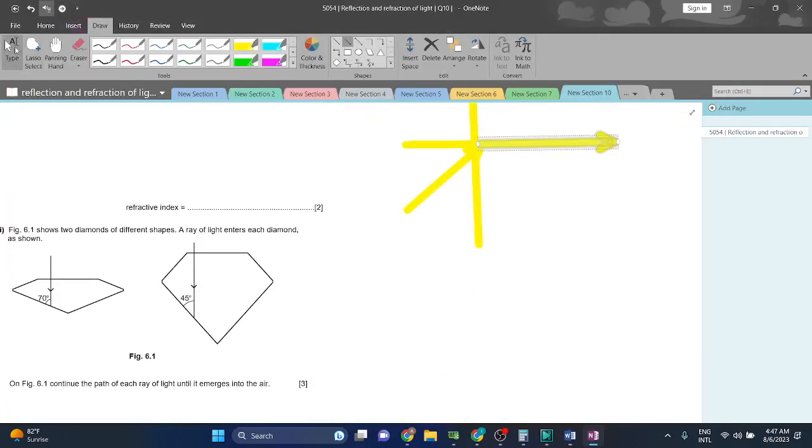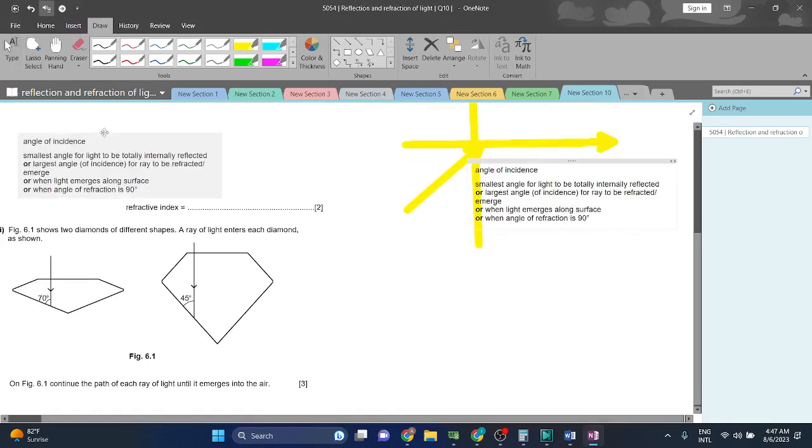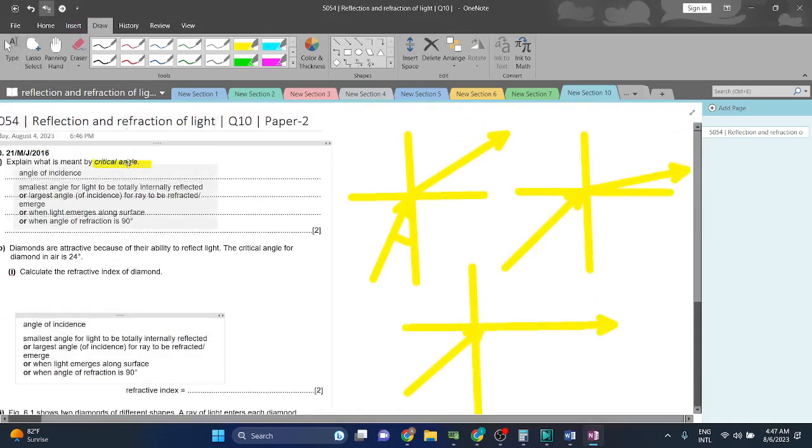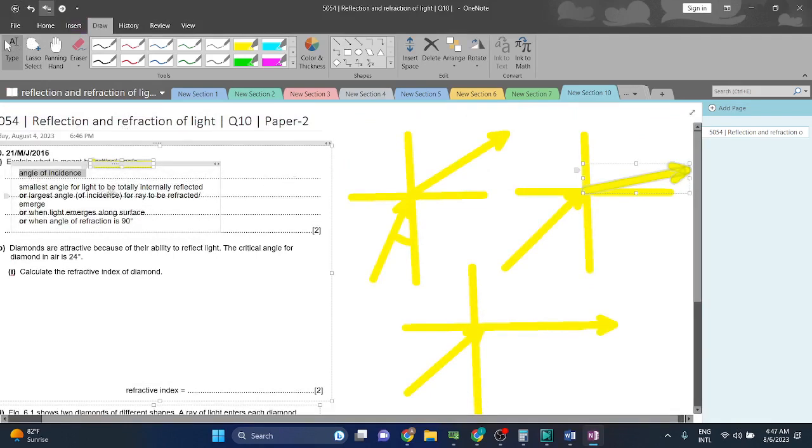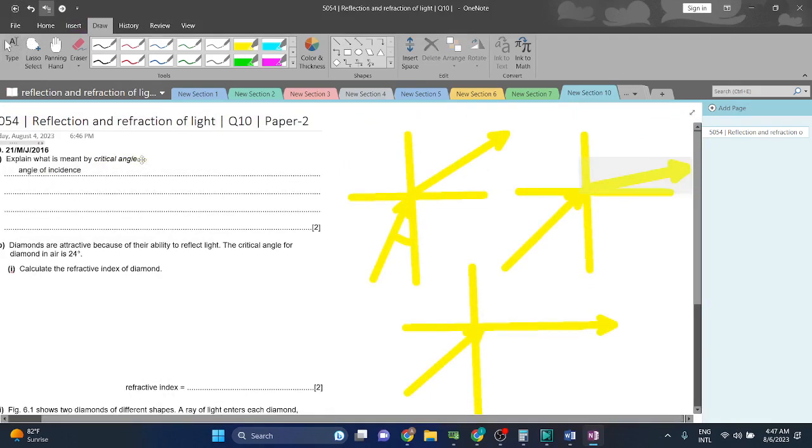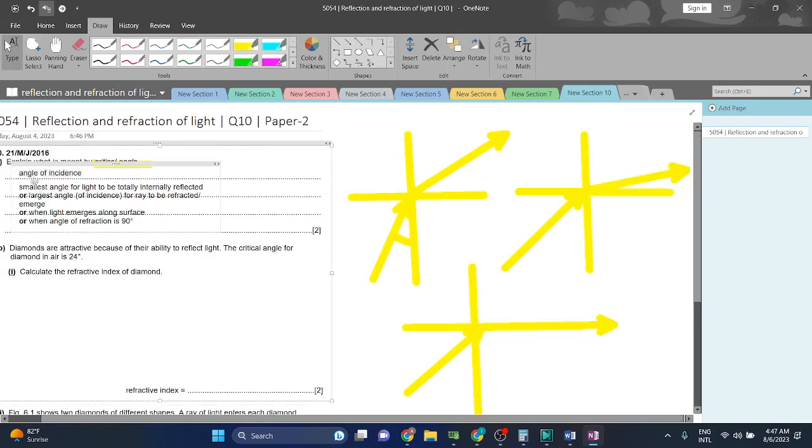So very conceptually मैंने आपको समझाया है कि कैसे होता है ये. ठीक है ना. I hope you understood that. It is the smallest angle for the light to be totally internally reflected. It is the largest angle of incidence for the ray to be refracted and emerge. Largest angle for the ray to be refracted, just like I told you, and the smallest angle for the ray to be totally internally reflected, when light emerges along the surface, when the angle of refraction is 90 degrees.